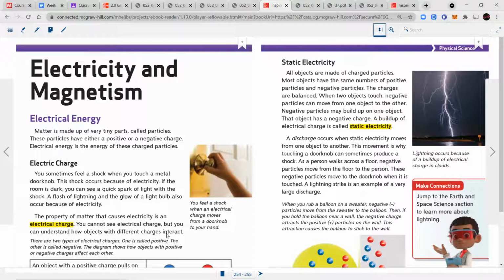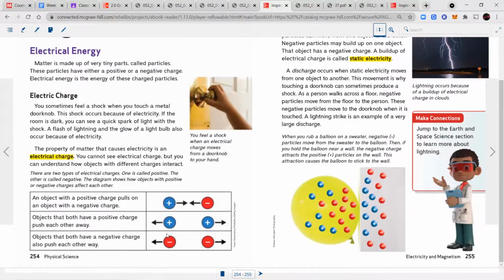As a person walks across a floor, negative particles move from the floor to that person. These negative particles move to the doorknob when it's touched. A lightning strike is an example of a very large discharge. When you rub a balloon on a sweater, negative particles move from the sweater to the balloon. Then, if you hold the balloon near a wall, the negative charge attracts the positive particles on the wall. This attraction causes the balloon to stick to the wall.